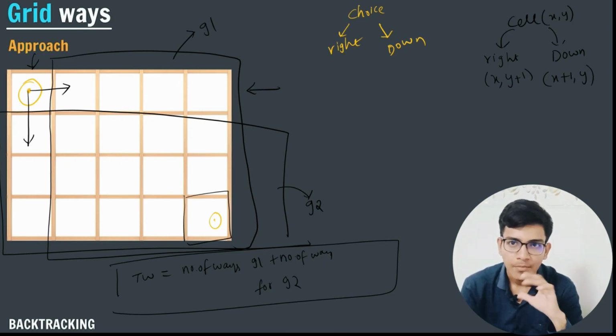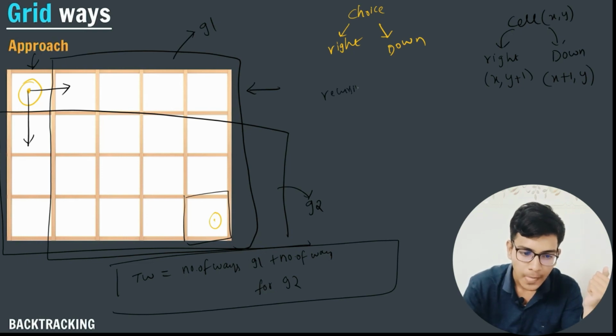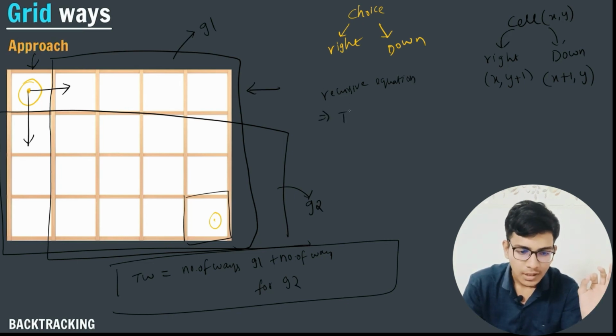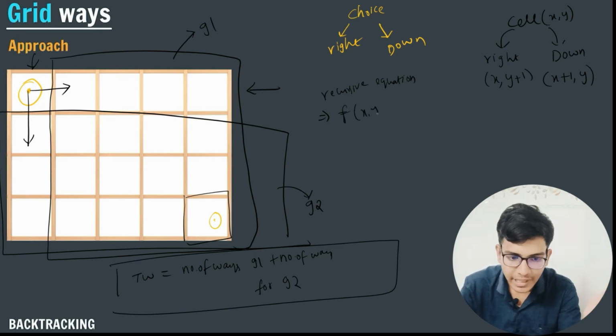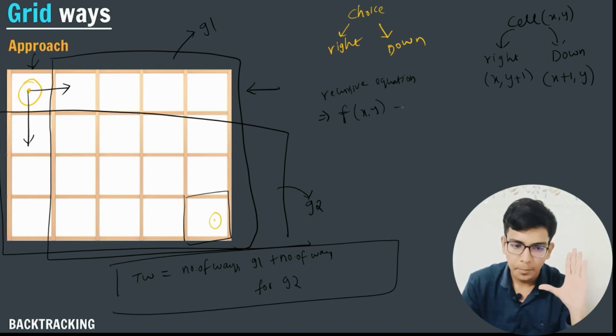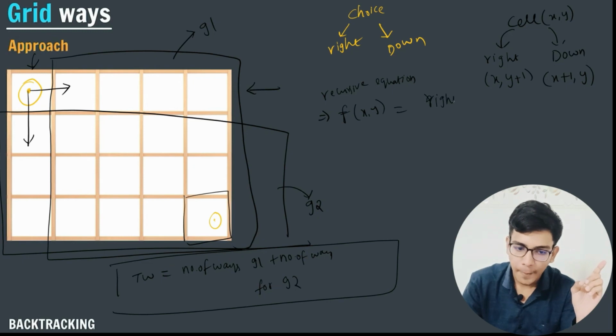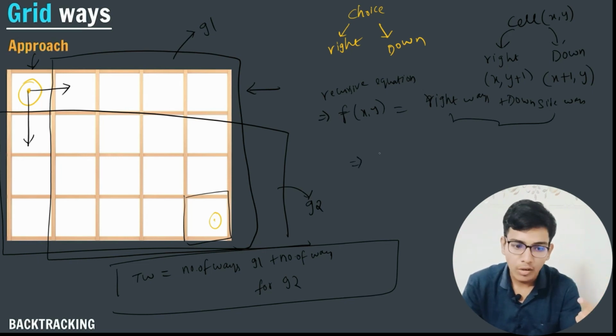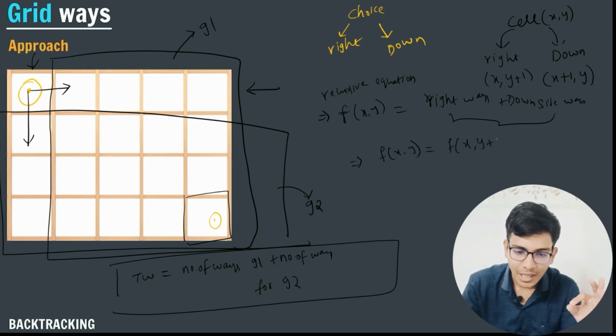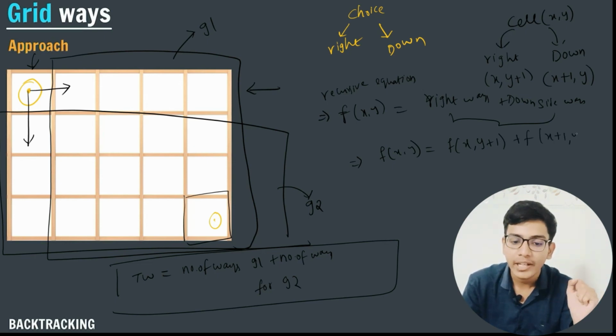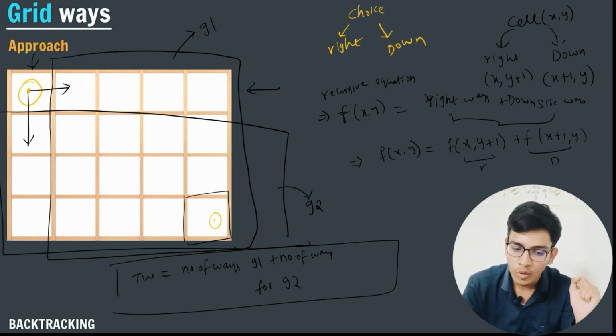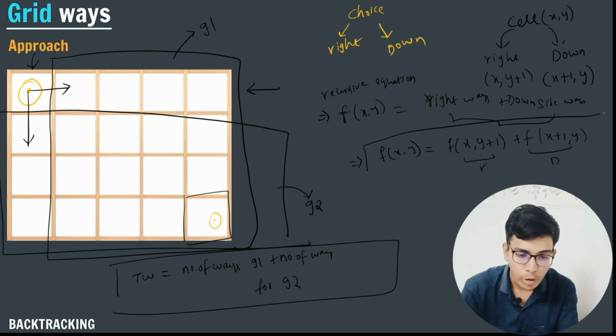So from this, can I extract my recursive equation? Let us consider f of x comma y as the total number of ways that are possible. If I add my right side ways plus my down side ways, these two will give me the total number of ways. So can I write this as a recursive equation, that is, f of x comma y is equal to f of x comma y plus 1 plus f of x plus 1 comma y. This is my right and this is my down. Okay, so this is my recursive equation for this particular question.